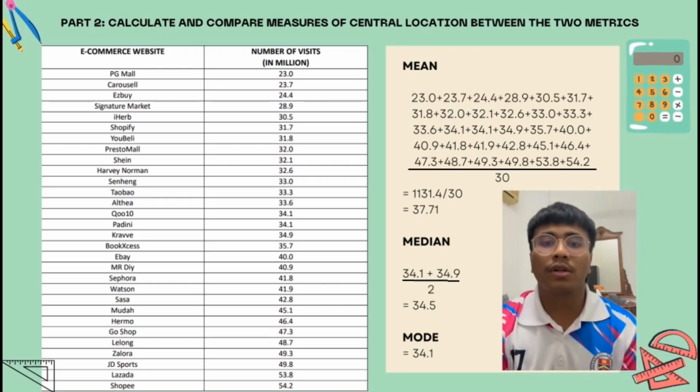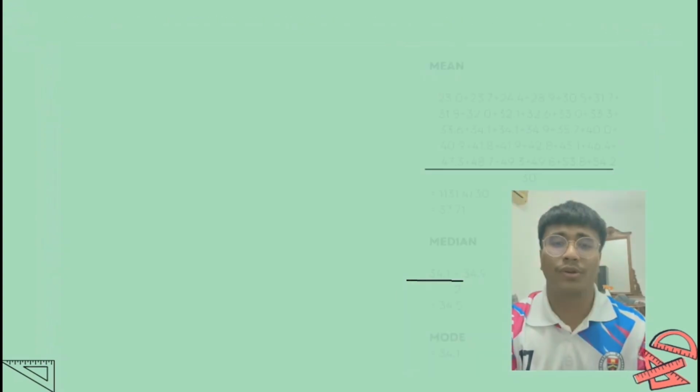For the mode, for the number of visits, the mode is 34.1. Why 34.1? Because we can see from the table that the companies Q10 and Padini have the same amount, which is 34.1. So that's the mode.